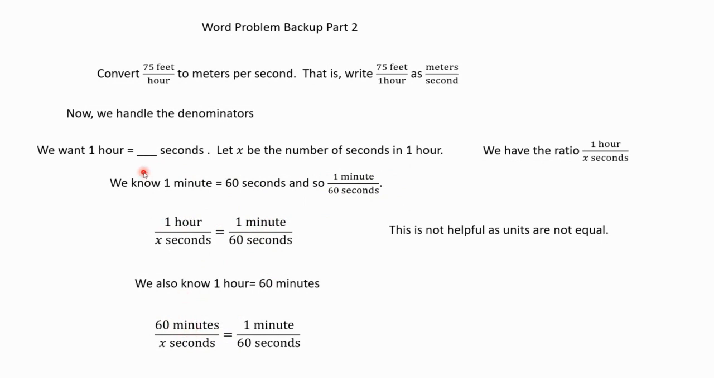Okay, so let me go through it again. We know 1 hour, we want to know how many seconds are in an hour. So in other words, we want to fill in this blank. So X is how many seconds there are in an hour. I'm calling that blank X, so to say. And I make this ratio.